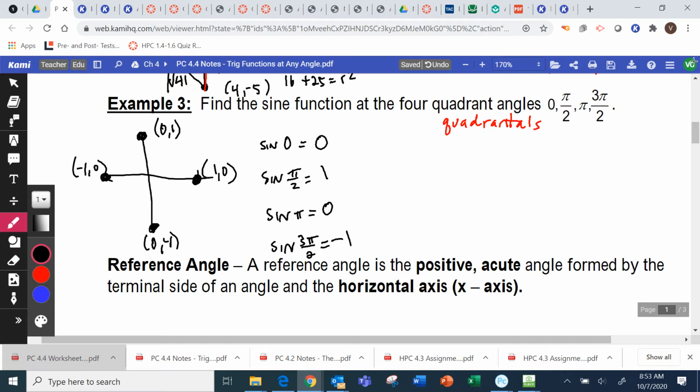Let's do it again. What's the sine at 2 pi? What's the sine at 5 pi over 2?